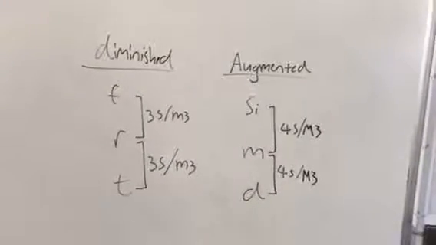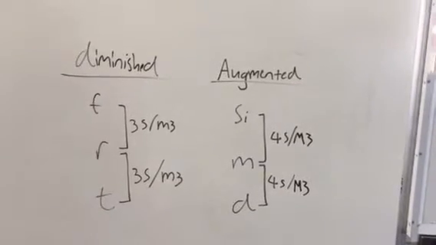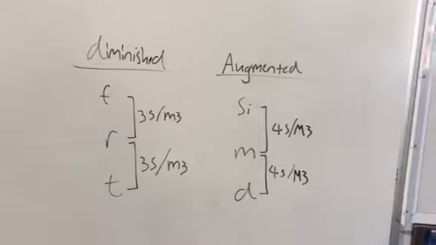Here's the structure of diminished and augmented triads. And once you know this, you can write it on the stave. We're going to write an augmented triad first.